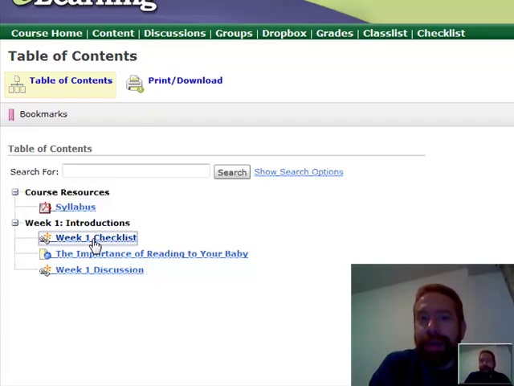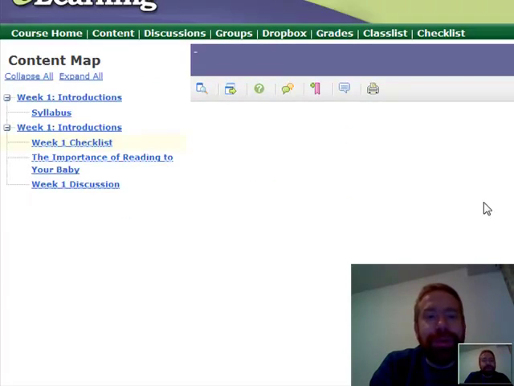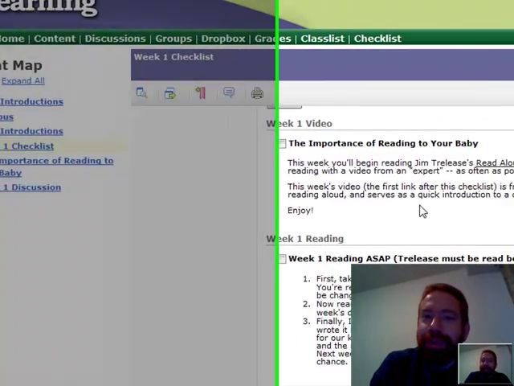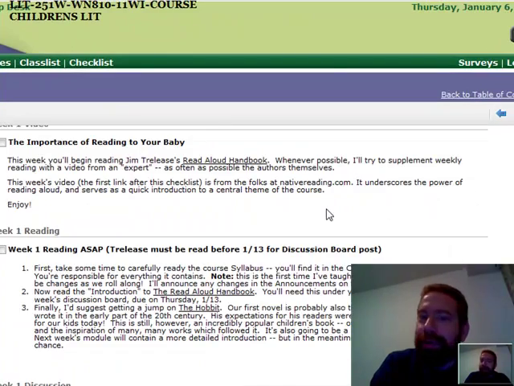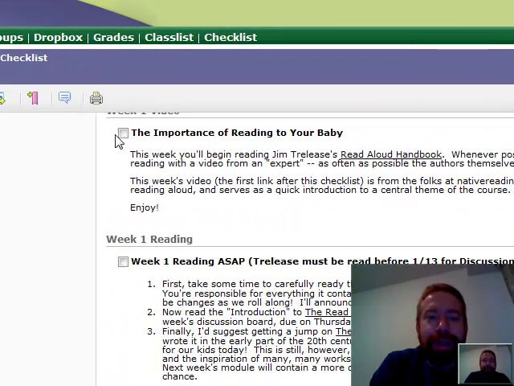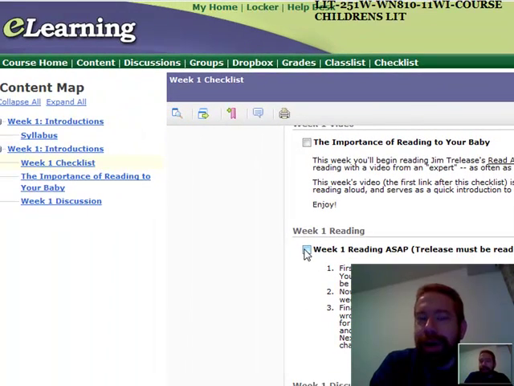So the week 1 checklist will take you to this checklist, which is a list of what's due this week and the due dates for every activity. As you finish each, you can actually use these boxes to check them off to kind of help you keep track of what you've done.